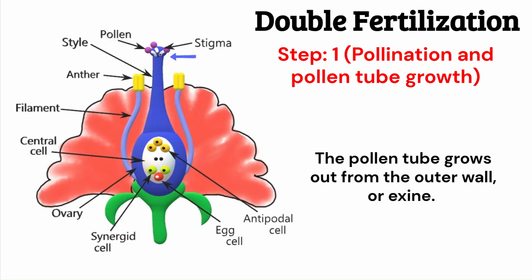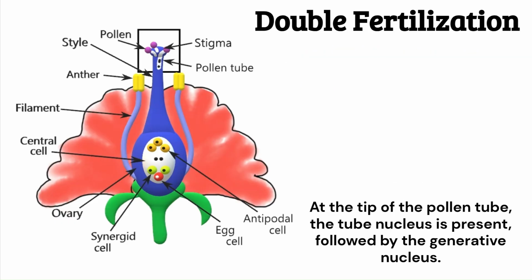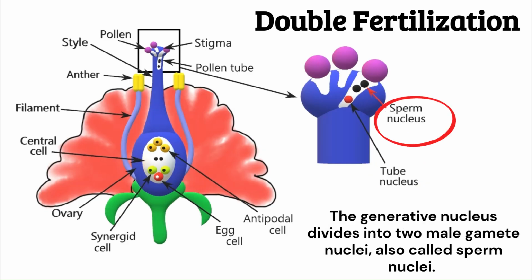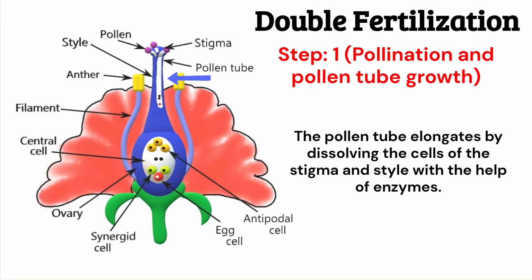The pollen tube grows out from the outer wall, or exine. You can see that several pollen tubes are formed, but only one is able to fertilize; the others fail to grow long enough. At the tip of the pollen tube, the tube nucleus is present, followed by the generative nucleus. The generative nucleus divides into 2 male gamete nuclei, also called sperm nuclei. The pollen tube elongates by dissolving the cells of the stigma and style with the help of enzymes.